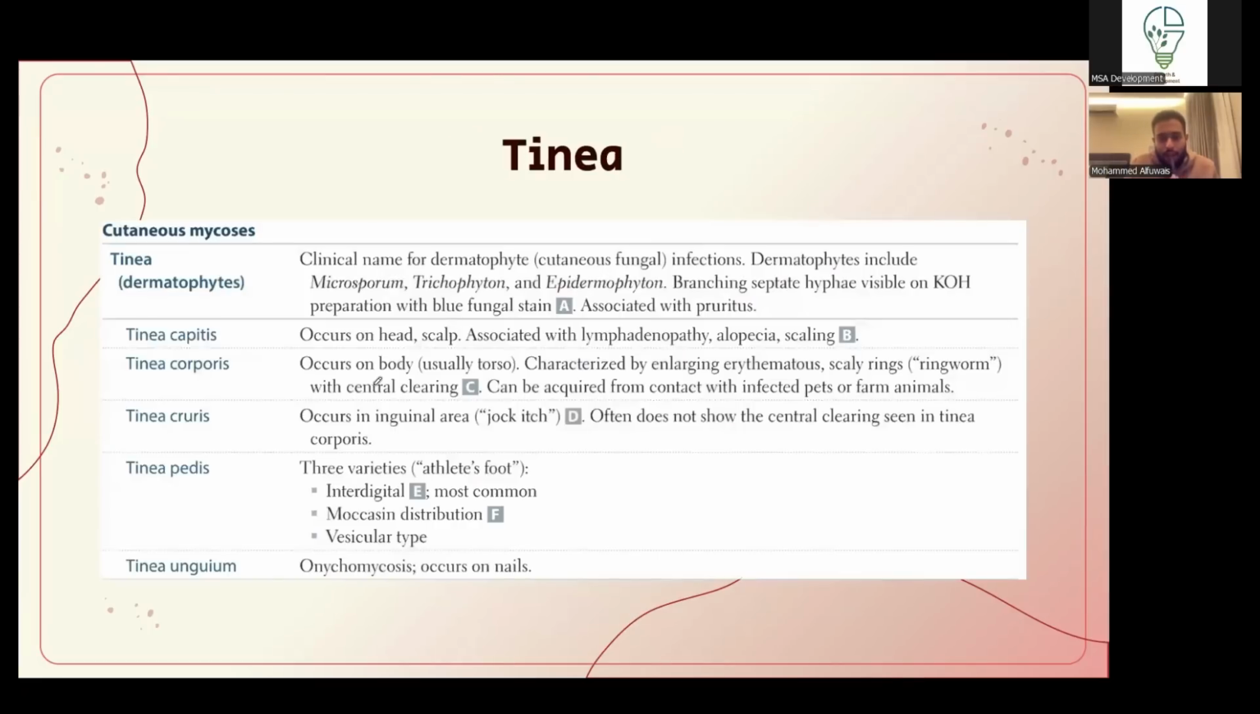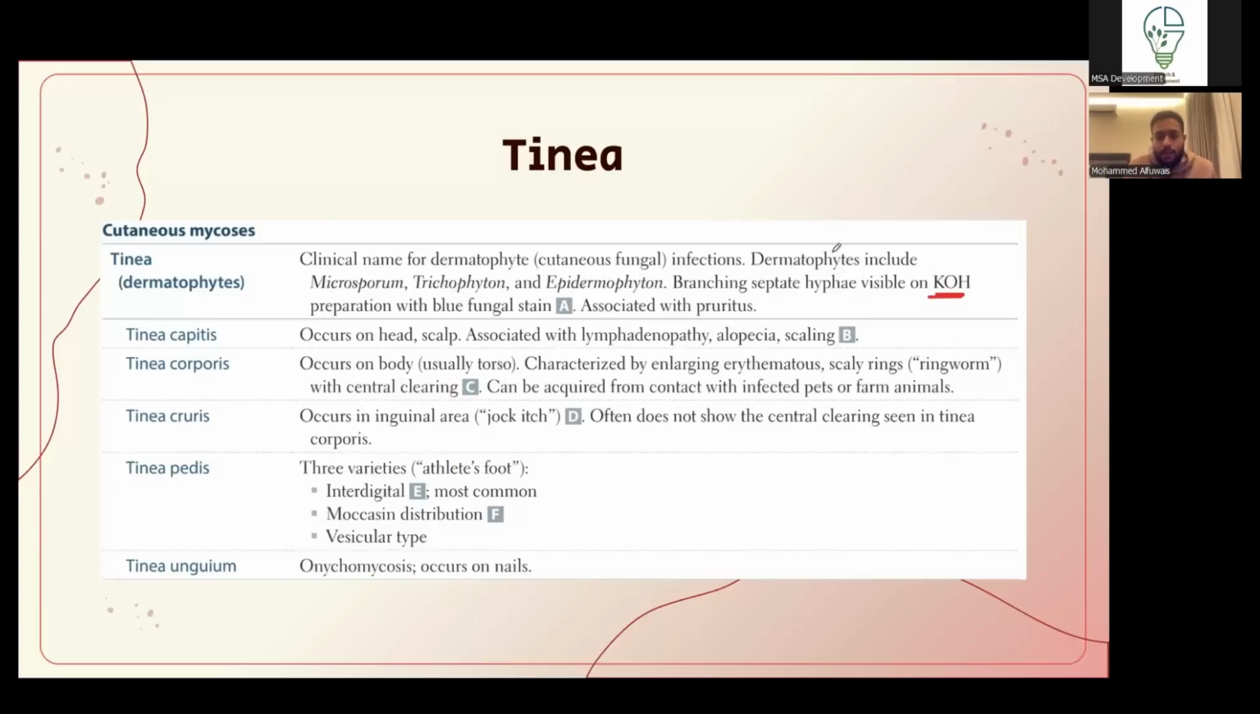Now we have other fungal infections of the skin. We have tinea. Now, tinea, another name we want to give is cutaneous mycosis. Now, tinea is infection of dermatophytes. Okay. Now, dermatophytes, there's three types. There's microsporum, trichophyton, epidermophyton. They are branching septate hyphae, visible on KOH staining, which is very important for you to remember, is you need to do potassium hydroxide staining for patients with suspected tinea.